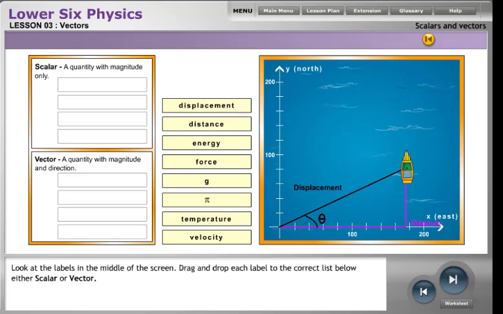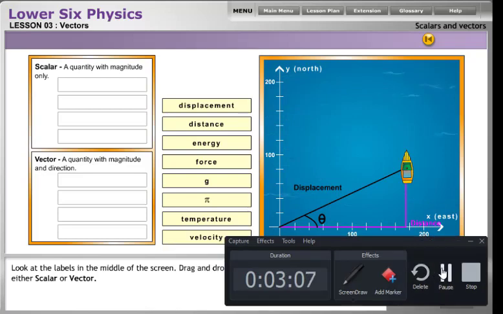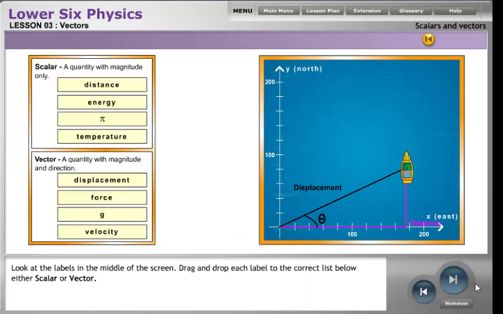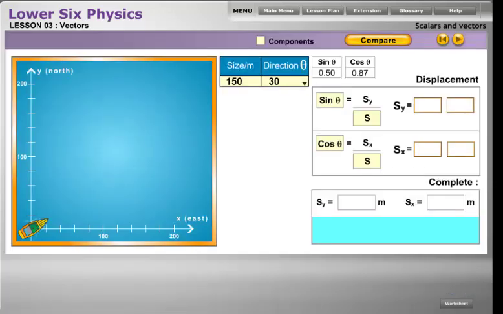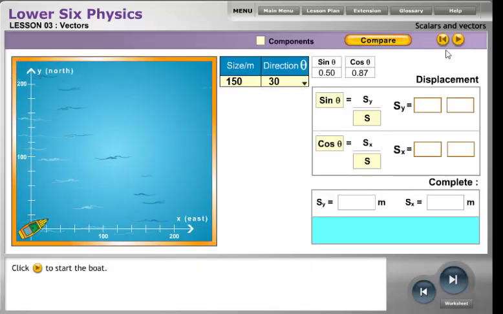Look at the labels in the bottom right of the screen. Drag and drop each label to the correct list below, either scalar or vector. Click Play button to start the boat.